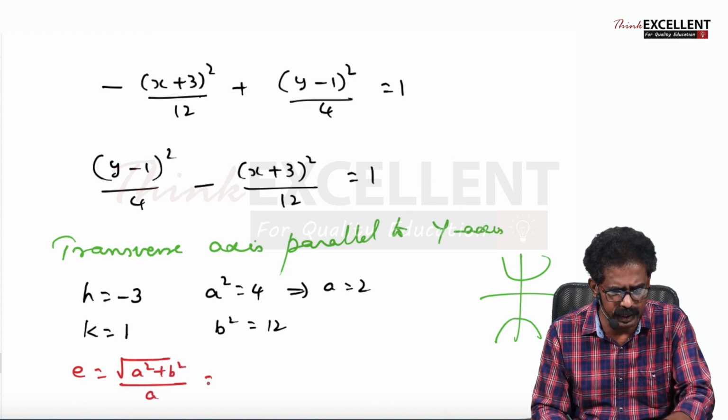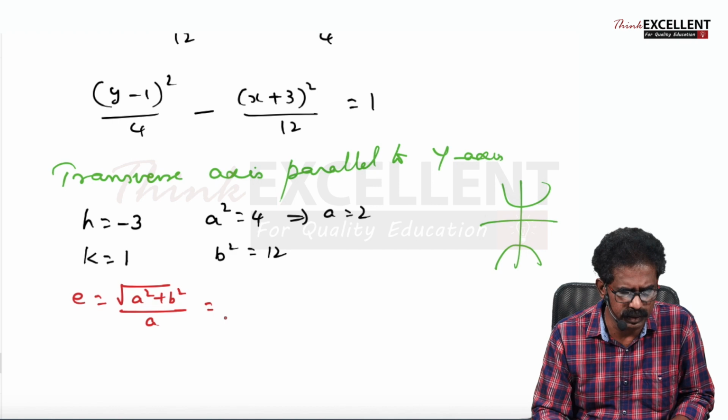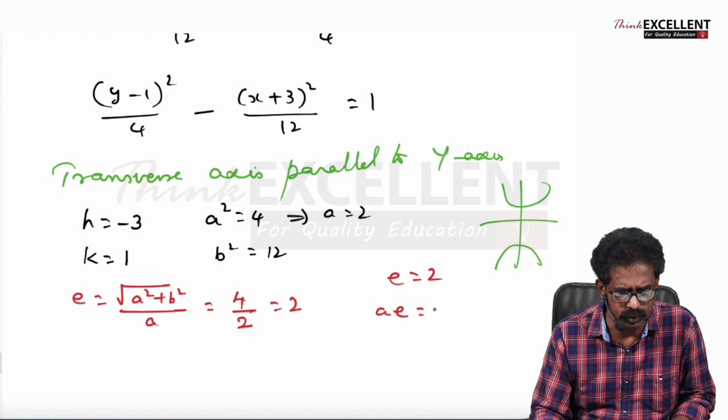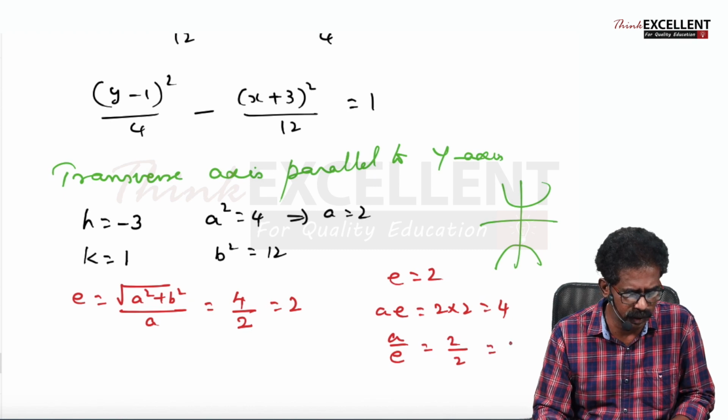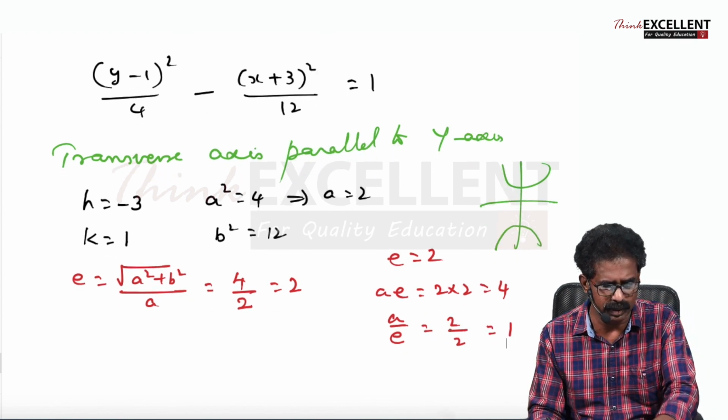Eccentricity is equal to root of (a square plus b square) by a. The root is only for the numerator. a square plus b square, 4 plus 12, is 16. Root 16 is 4, by a value 2, so e value is 2. So e value 2, a value 2, 2 into 2 is 4, and a by e is 2 by 2, which is 1. All very good numbers, right?